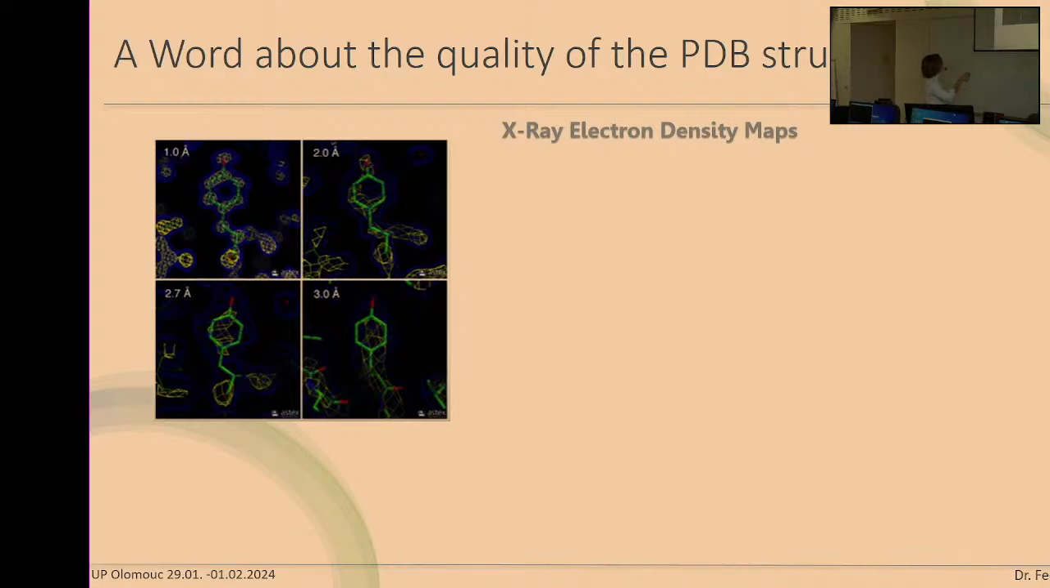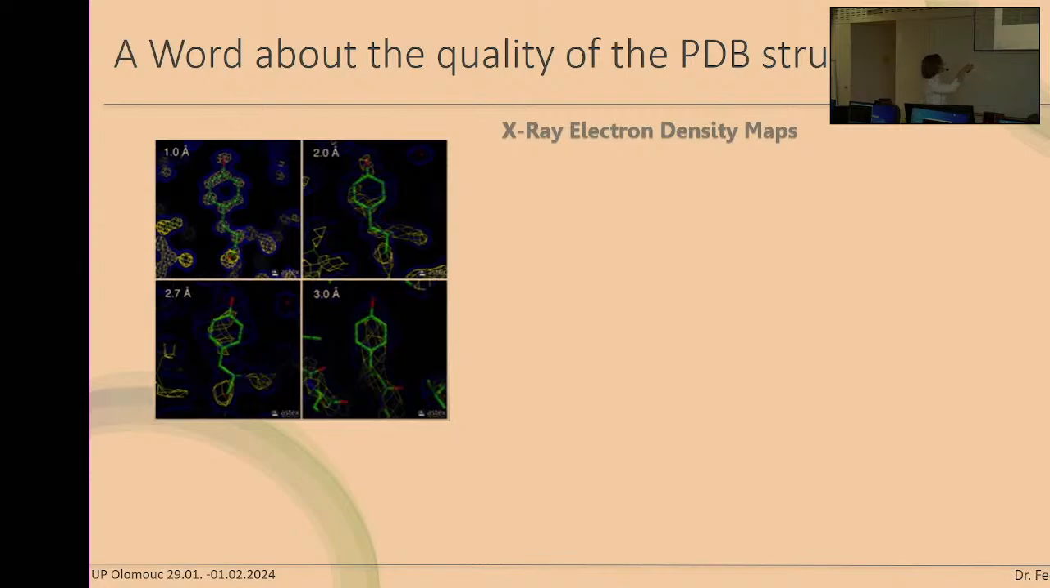For instance, if we look at this panel, we can see that at one angstrom of resolution, the electron density map is quite overlapped with each atom of this amino acid. So at this kind of resolution, we have very well-defined coordinates of each atom of the target. Okay? When we move to two angstrom of resolution, we have a certain degree of uncertainty because, as we can see, some parts of the amino acid atoms are not well defined.